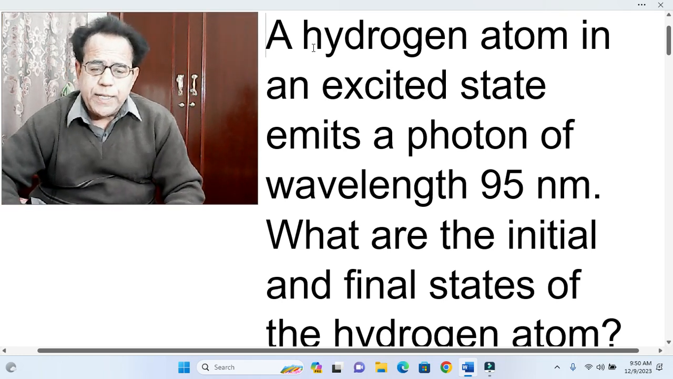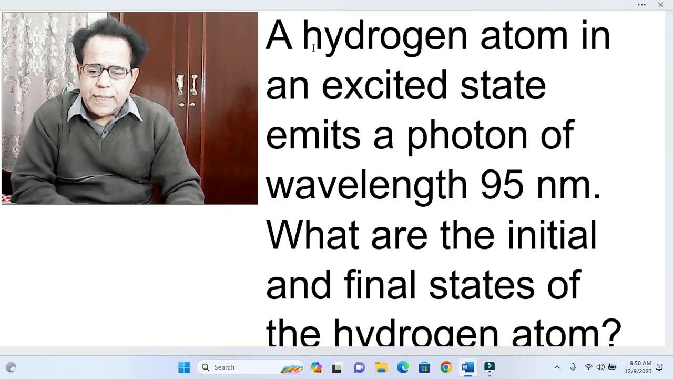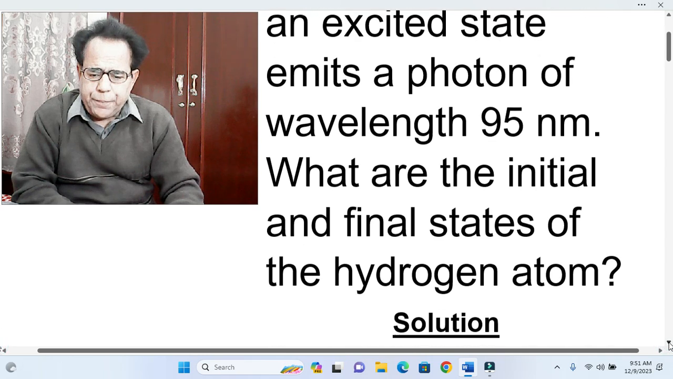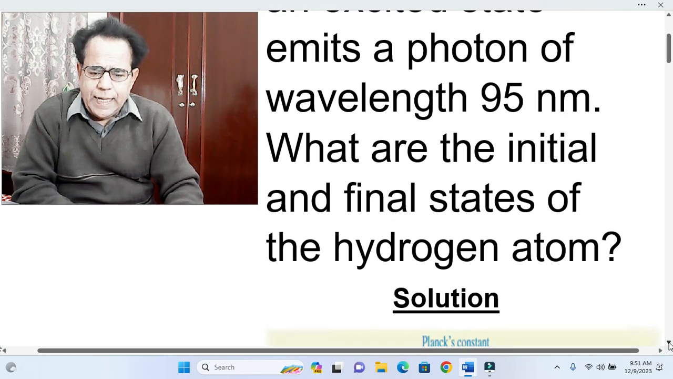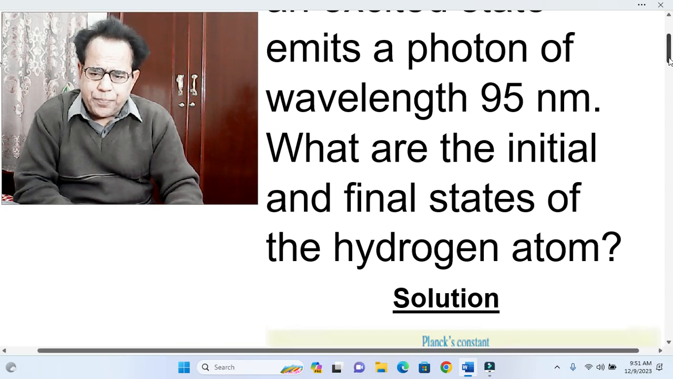A hydrogen atom in an excited state emits a photon of wavelength 95 nanometer, nano standing for 10 to the power minus 9. What are the initial and final states of the hydrogen atom? It means it relates to energy levels.